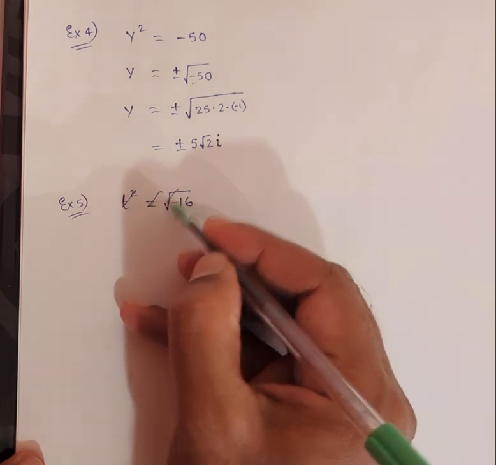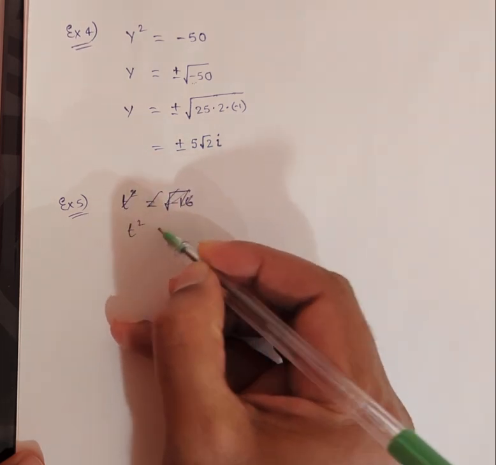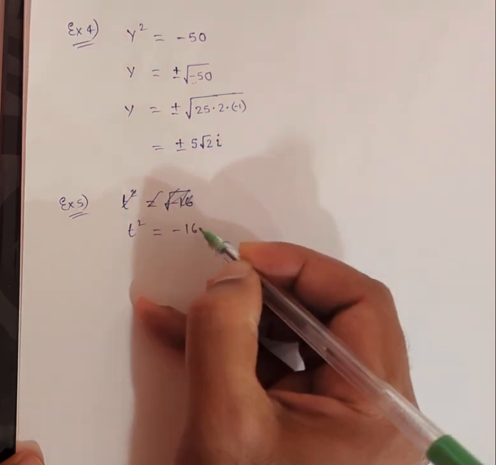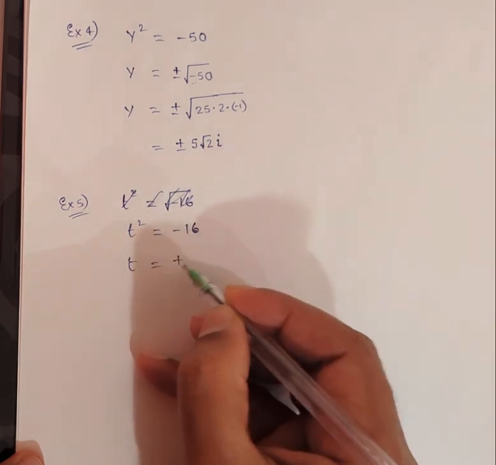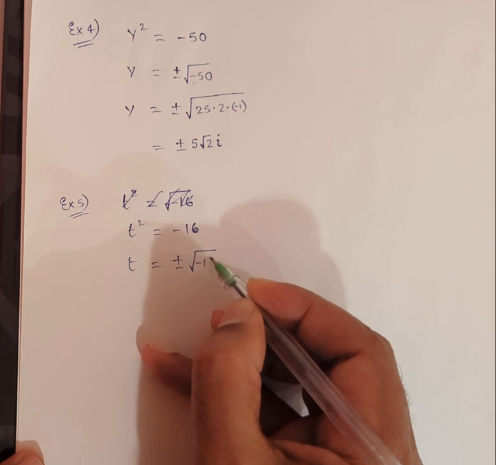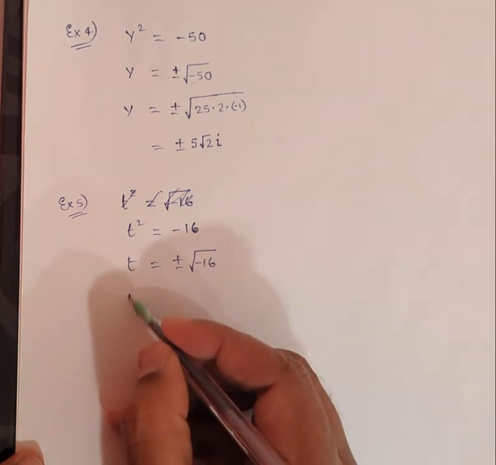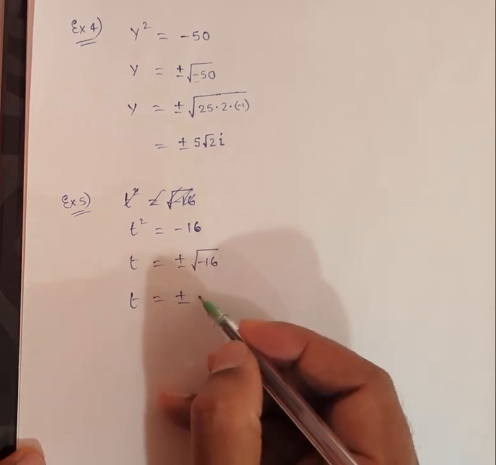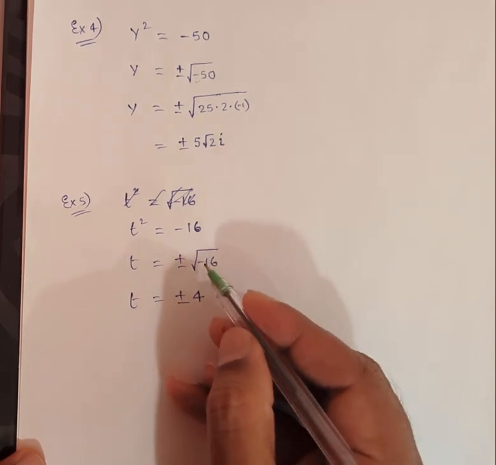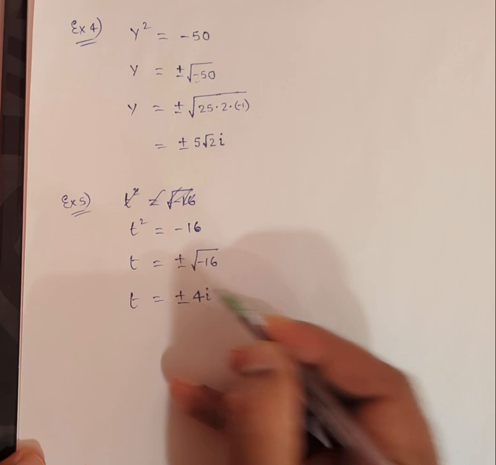Actually, I'm sorry. I meant to give you this: t square equal to negative 16. Then t is plus or minus square root of negative 16. And that would be plus or minus, the 16 will give me 4, and the negative under the square root will give me an i.